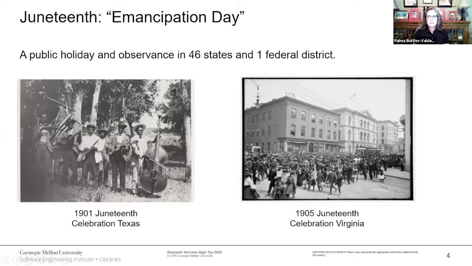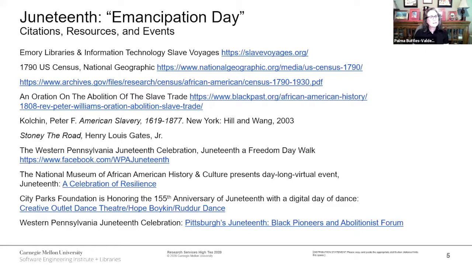And the last slide, please. These are the links to some of the things that I've referenced. I've also included some links to some activities that are going on within Western Pennsylvania at the National Museum of African American History and Culture, and then also additional places that you could go to learn more information about Juneteenth.